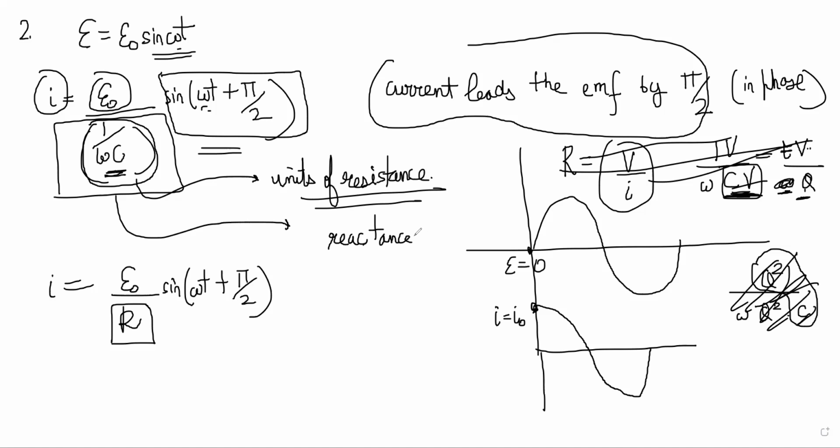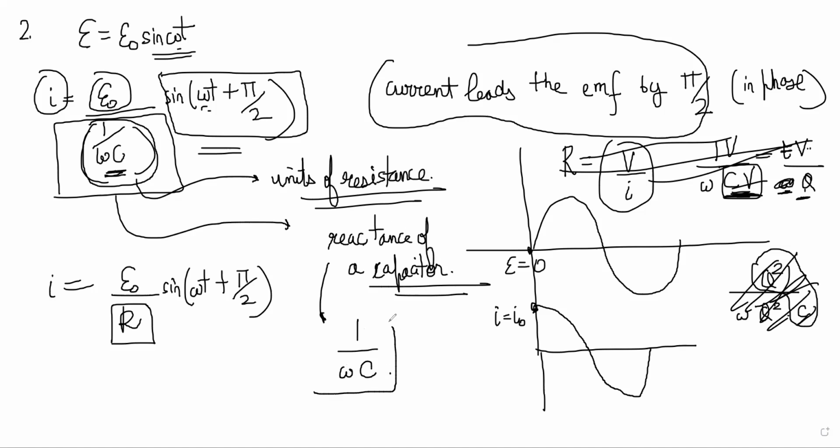It is sort of a combination of its capacitance and omega for the circuit, which acts like a resistance due to the capacitor. The reactance of a capacitor is 1 by omega C, and you use it in the same way that you use resistance in the purely resistive circuit. So it is E naught by 1 by omega C.